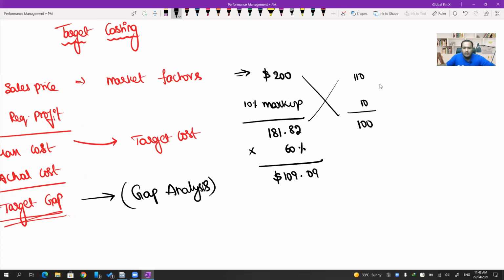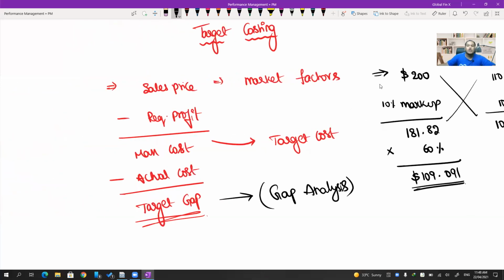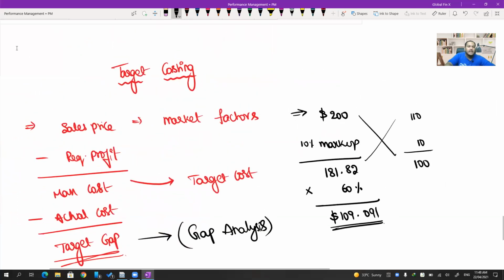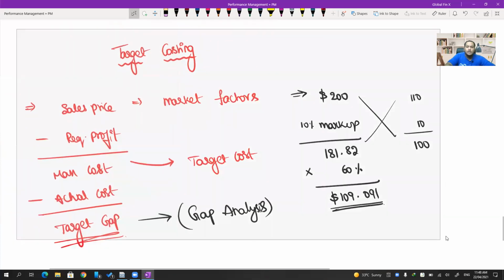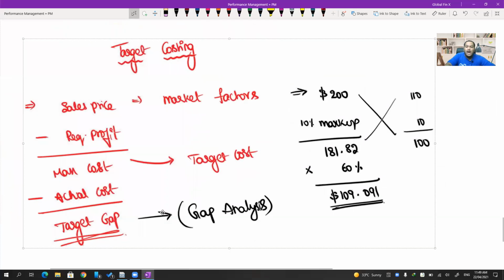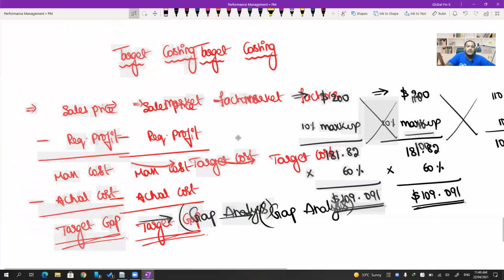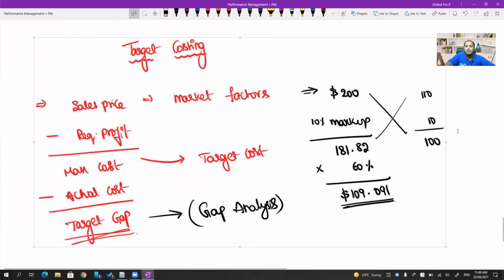This is your polymer cost, ma'am. Sir, you should know this: 110 should be taken as 100, and 100 should be taken as 110. You should know that. Then only you will be able to solve these kind of questions, markup and margin. If they give you markup, it is percentage on the cost. So cost is to be taken as 100, then markup will be added to get the sales price. If they tell me margin, then sales will be taken as 100 minus profit will give me the cost.